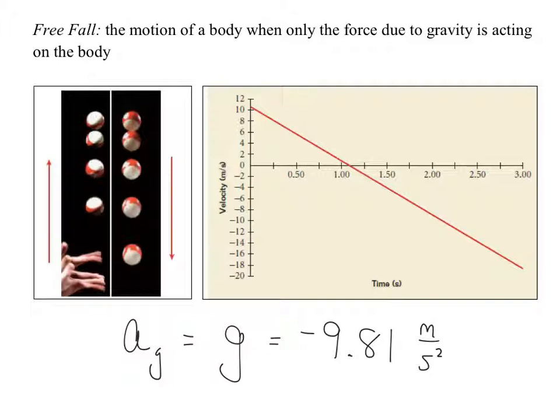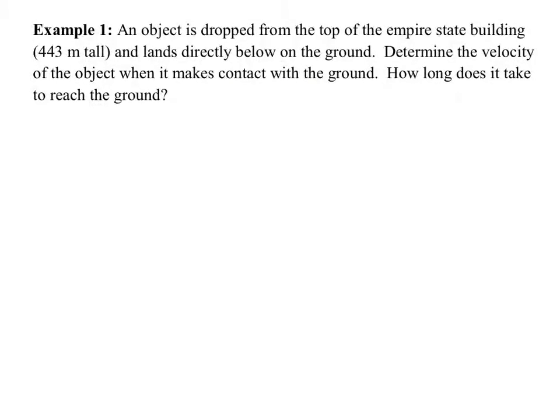Let's take a look quickly at the first example. An object is dropped from the top of the Empire State Building. It's dropped. So what's the initial velocity? 0. Remember, no velocity, I let go, and it starts to pick up velocity. So the initial velocity is 0 because it starts from rest. So we can write VI equals 0.